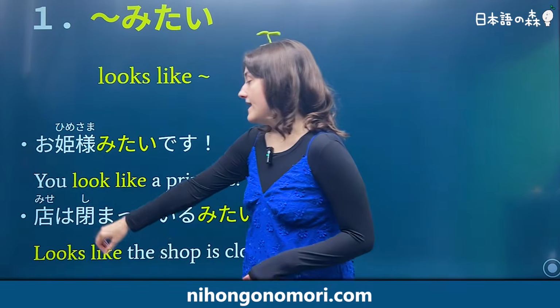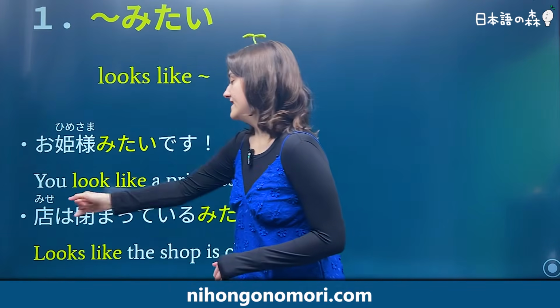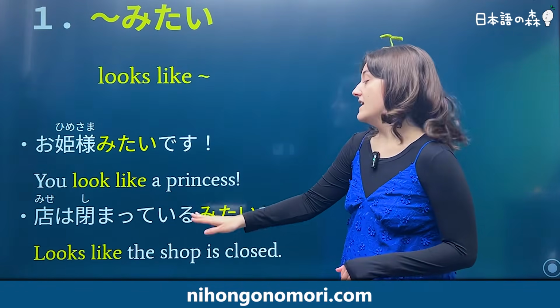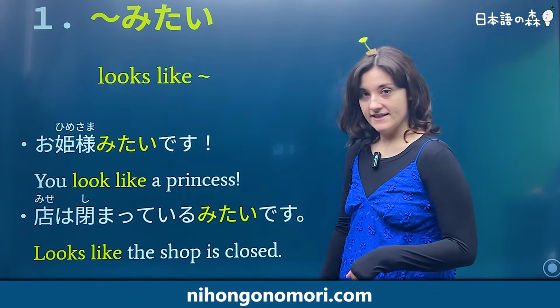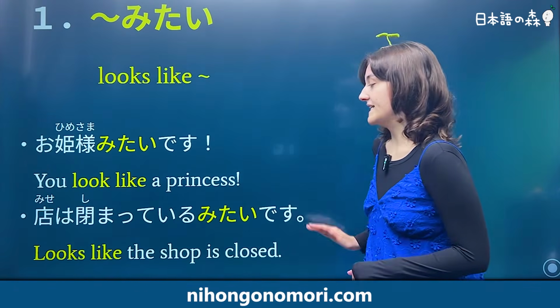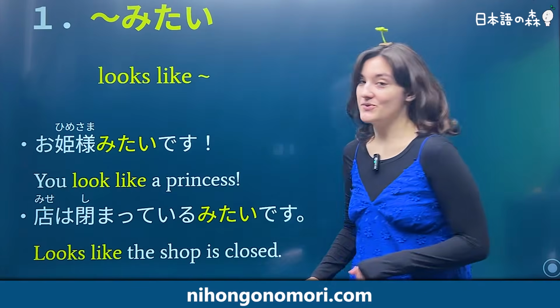So we have a sort of clause, part of a sentence, that ends with a verb in the plain form connected to mitai desu, right? So mise wa shimatteru mitai desu. It looks like the shop is closed.